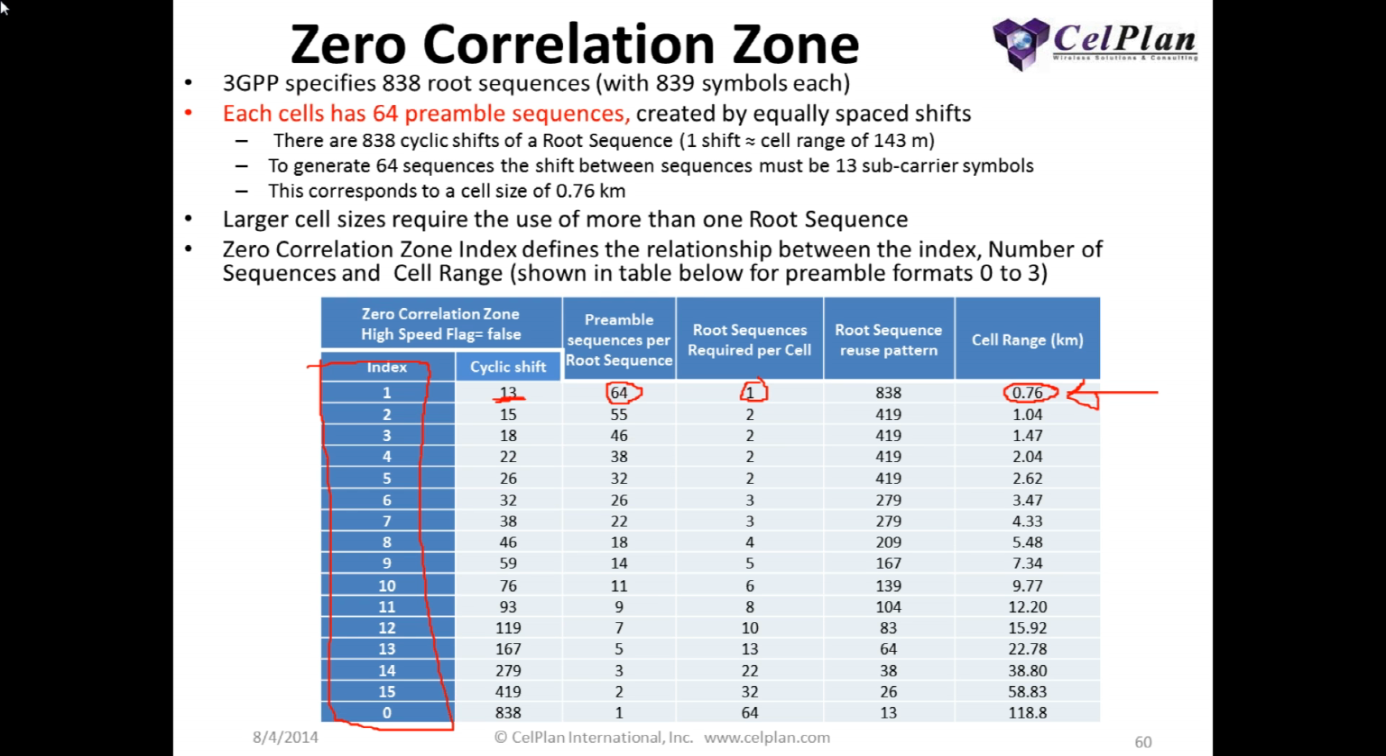But if I have now a large cell of 5.48 kilometers, I need to use now 4 sequences, and I will have 18 orthogonal codes per sequence with a cyclic shift of 46, and so on and so on until I reach close to 120 kilometers, where I need to use now 64 sequences with a shift of 1.